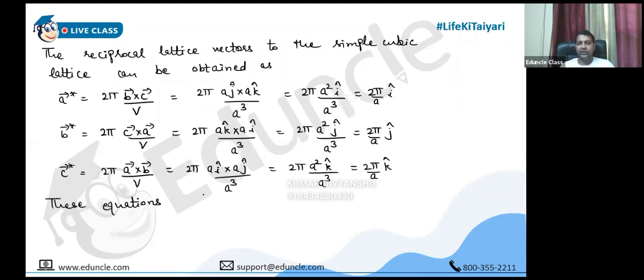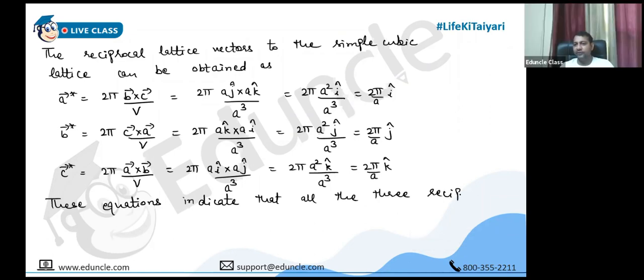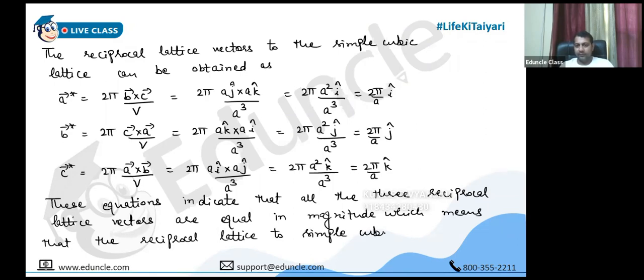Now what do these equations indicate? What is the information you are getting from these equations? It means all three reciprocal lattice vectors are equal in magnitude: 2 pi by a, 2 pi by a, 2 pi by a. And what does it mean? It means that the reciprocal lattice is also simple cubic. It means the reciprocal lattice to a simple cubic lattice is also simple cubic.